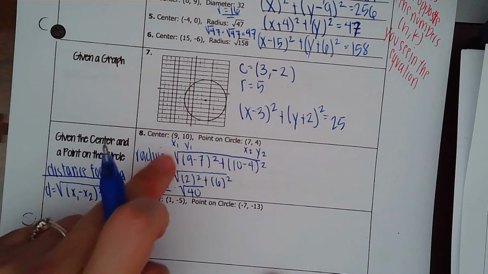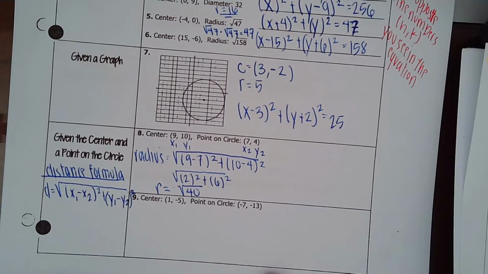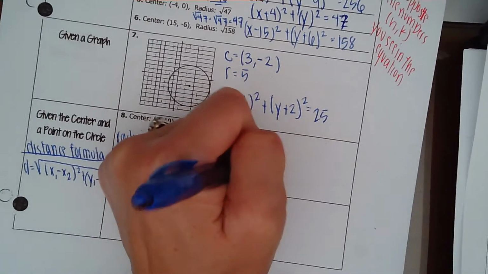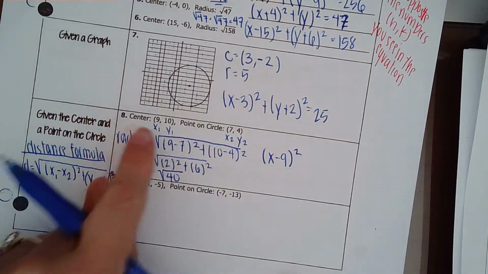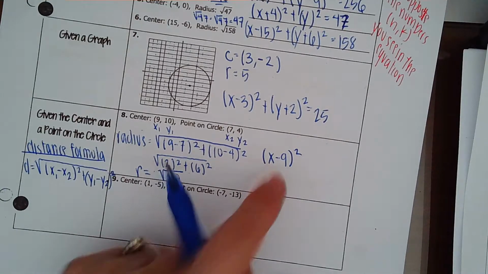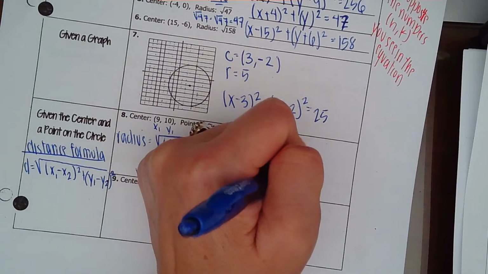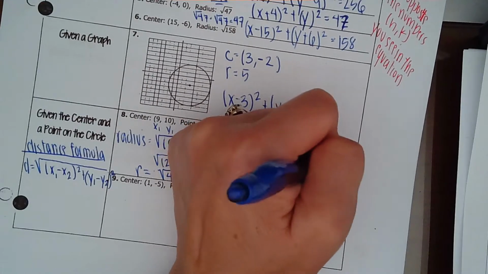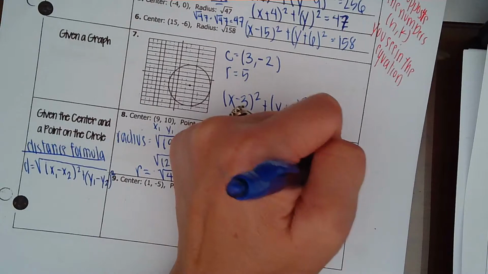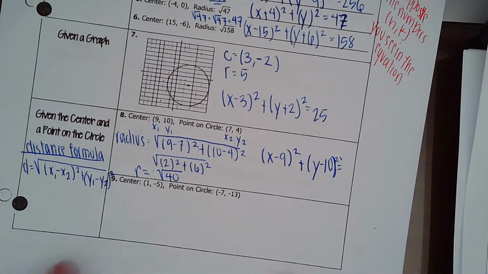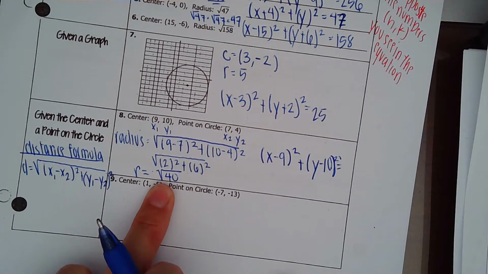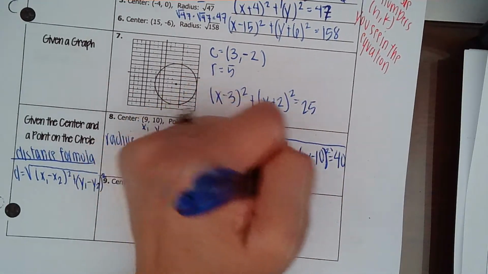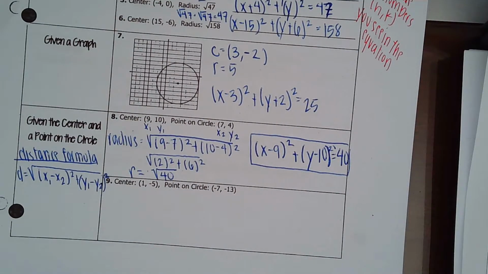And I know my center. They already gave me the center, so I can go ahead and plug that into the equation. I'm going to go ahead and do x minus 9 squared, because they gave me a positive 9, I'm putting in a negative 9, plus y minus 10 squared, equals my radius squared. So rad 40 times rad 40, and that would give me 40. And so there's my equation of that circle.